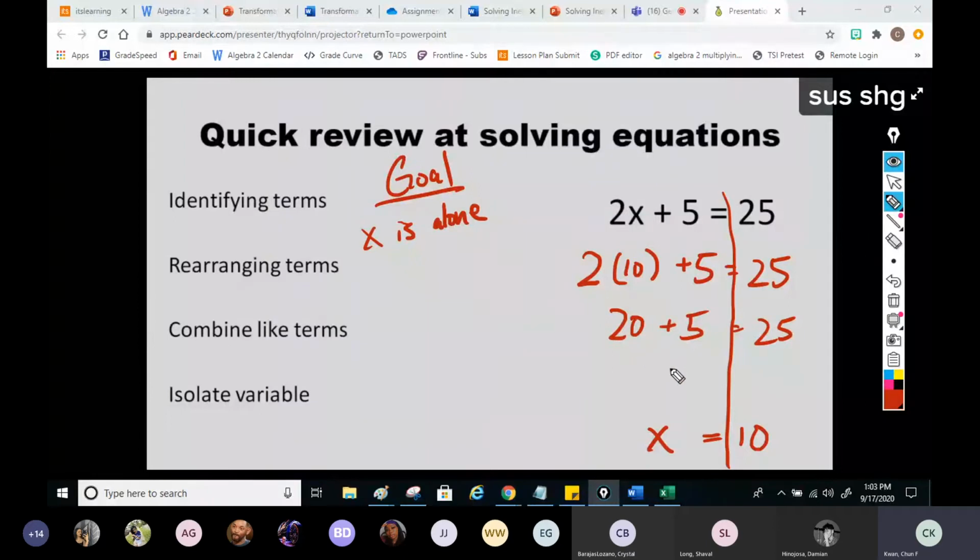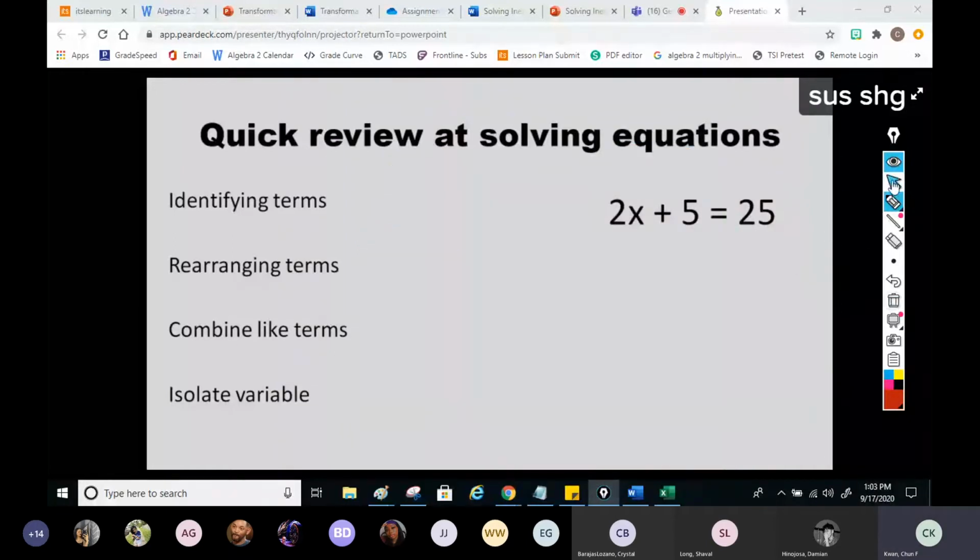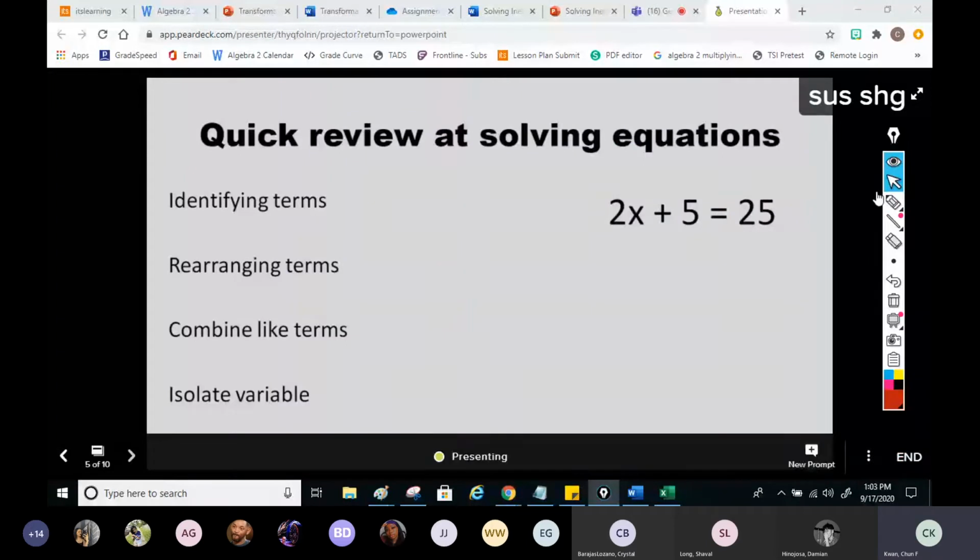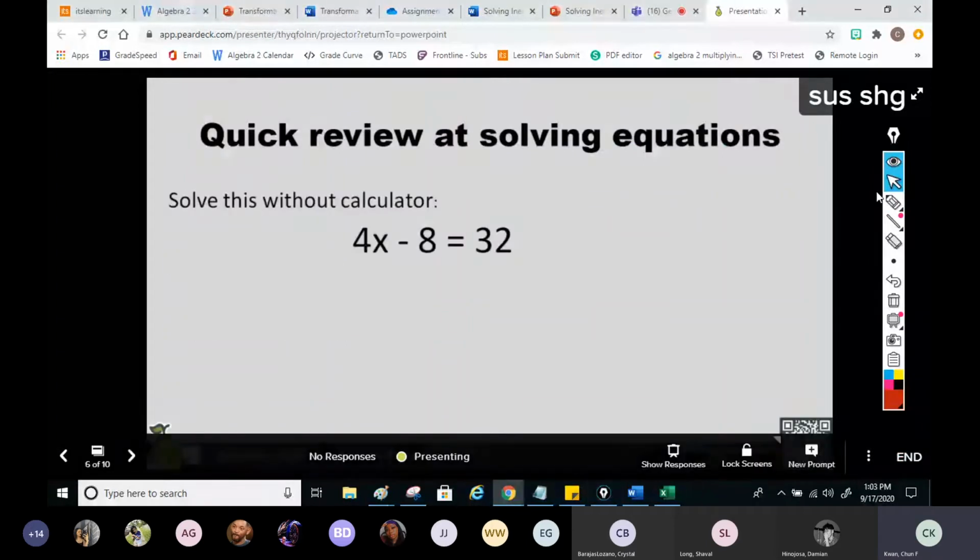Now solve the left side. So 20 plus 5 is 25, equals 25. So that means this is good. At every single step, the left side and the right side must be equal, okay? They have to be equal. That's what the equation means. So equation means equal. All right, so once again, these are things that you should already know, but I just want to make sure that you understand it correctly.